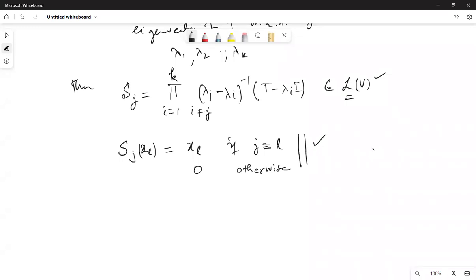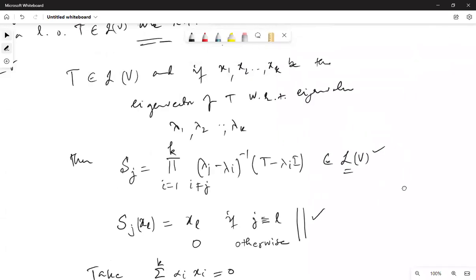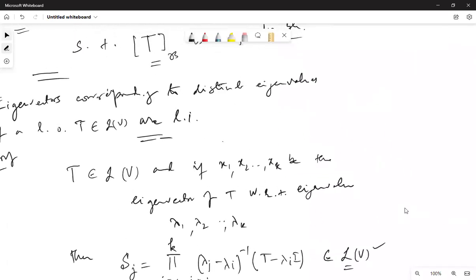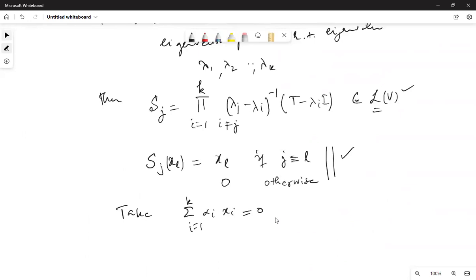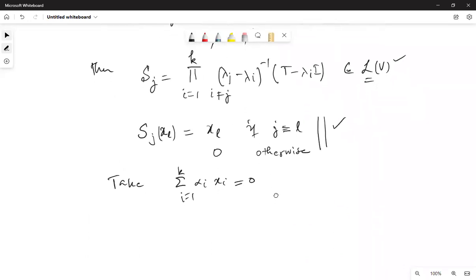If this is so, then now take the summation of alpha i xi, i ranging from 1 to k, equal to 0. I am to prove that these are linearly independent. For linear independence, I must take this linear combination equal to 0 and prove that each alpha is 0.